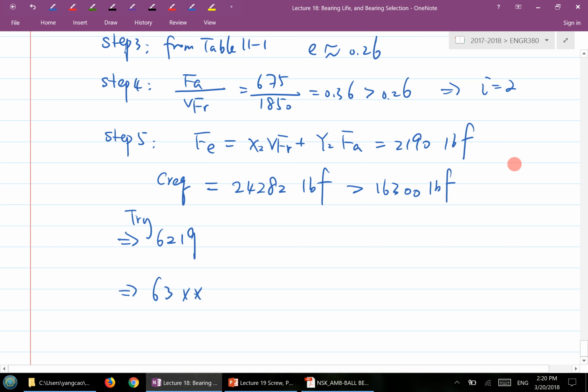So that's basically the two different scenarios for selecting a bearing. One is when you have completely radial load only, and the other is when you have a combination of radial and thrust load.